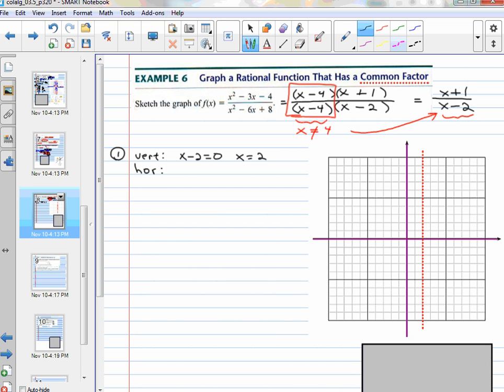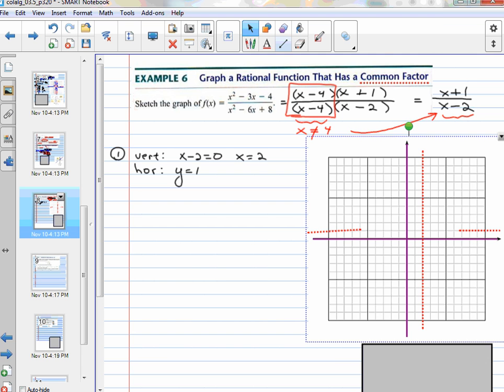Lead coefficients, 1 divided by 1 is 1. Y equals 1. That's been a popular horizontal asymptote. So I'm working with that new reduced one, but I'm going to have to keep in mind that x cannot be 4 on that new one.